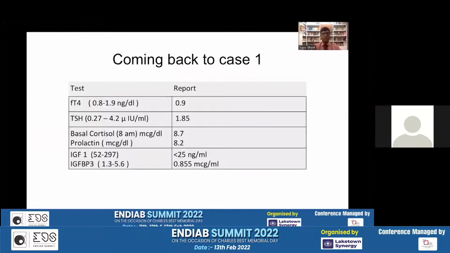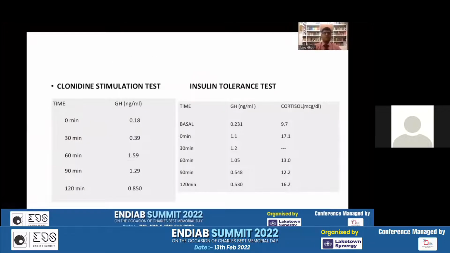Coming back to our case, the patient had a lowish normal thyroid free T4 level. The TSH was lowish normal. Cortisol was around 8.7. Prolactin was normal. And you can see typically the IGF-1 and the IGF-BP3 both being abnormally low. So you have a diagnosis of growth hormone deficiency. The cortisol might have to be tested again to figure out whether there is any cortisol deficiency in addition, but in all likelihood, this is going to be an isolated growth hormone deficiency.